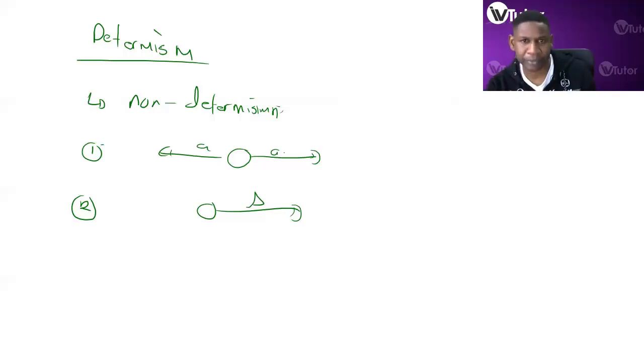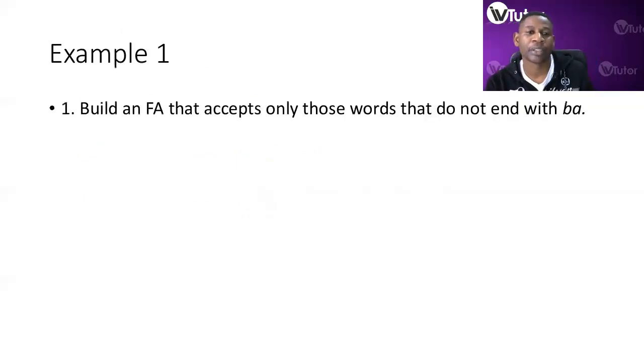Now, let us look at the actual questions. Build a finite automata that accepts only those words that do not end with BA. So now the empty word is accepted. The initial is also the final state.